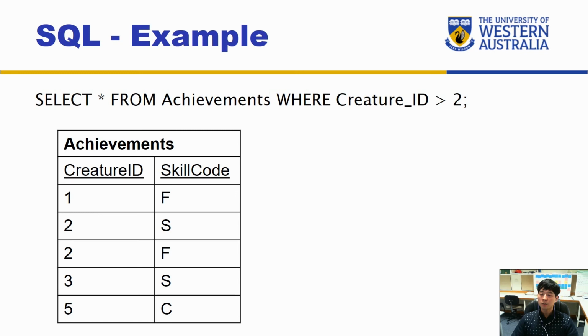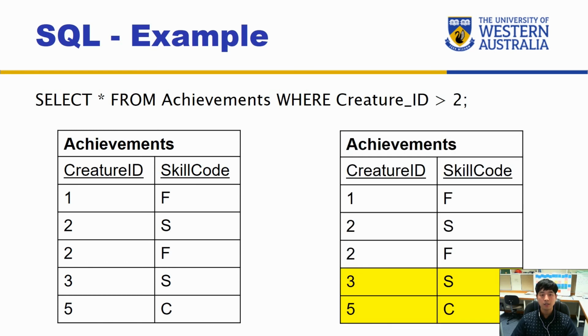Anyway, next one is select star from achievements where creature ID is greater than 2. Okay, so now we are adding some conditions. So this will return us this. When you say select star, it's going to return the content of the whole row. Okay, and since we added a condition where creature ID is greater than 2, it's going to only match rows that have a creature ID greater than 2. So if I just said select star from achievements, it's going to return the whole content of the table.